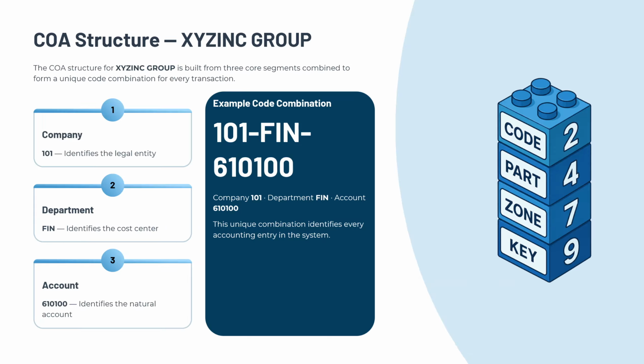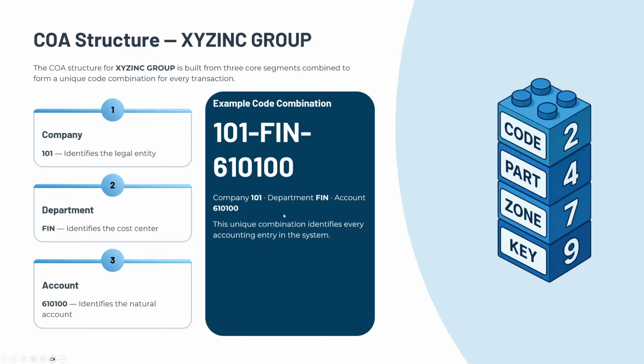See, this is the COA structure of the XYZ Inc. group. The COA structure of the XYZ Inc. group is built from three core segments combined to form a unique code combination for every transaction. Why are we defining this code combination?